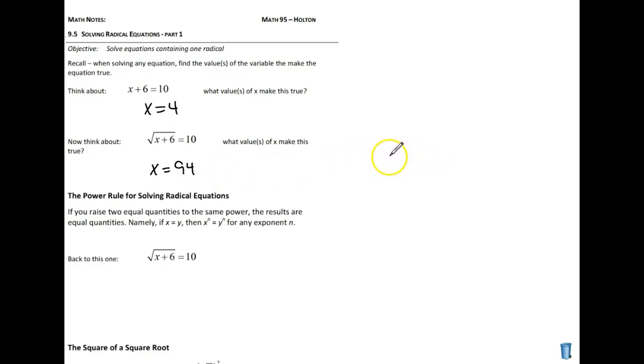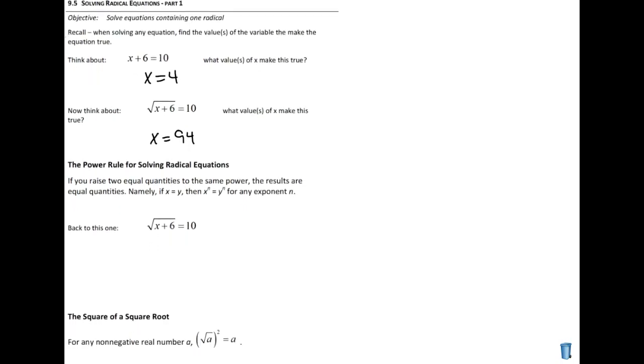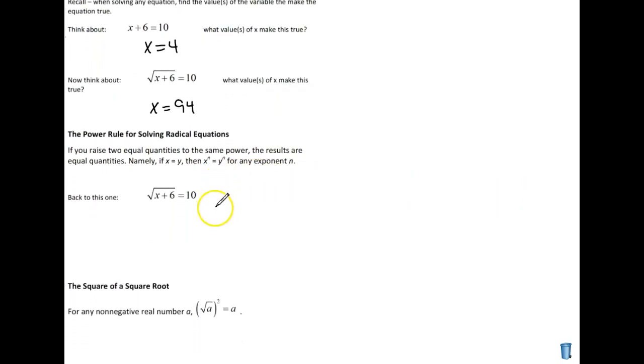But just thinking logically about the problem is not going to get you through your problems all that simply. So we're going to use what is called the power rule for solving radical equations. The idea is that if two things are equal, x equals y, then you can raise both sides of the equation to a power of n. x to the n equals y to the n for any exponent n.